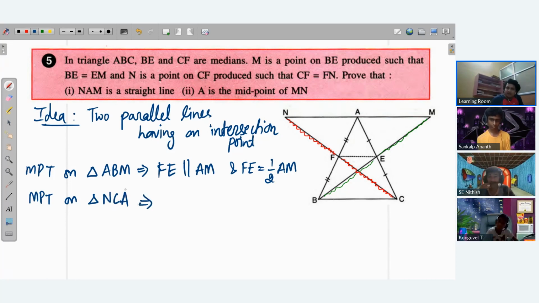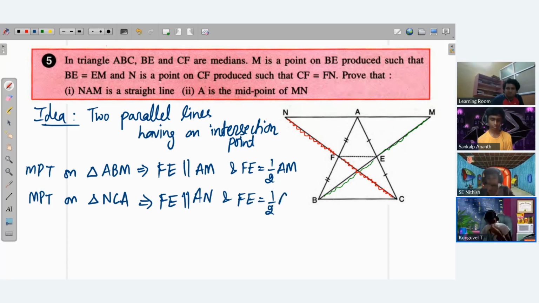On the triangle NCA, again, F and D are midpoints of two sides. Then FE is parallel to AN, and FE is half of AN. Now we can prove NM is a straight line. FE is parallel to AM, FE is parallel to AN.